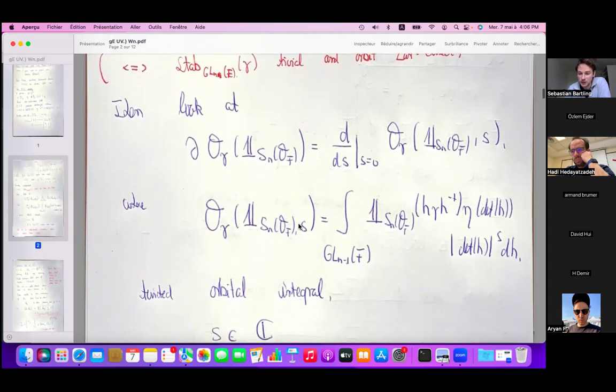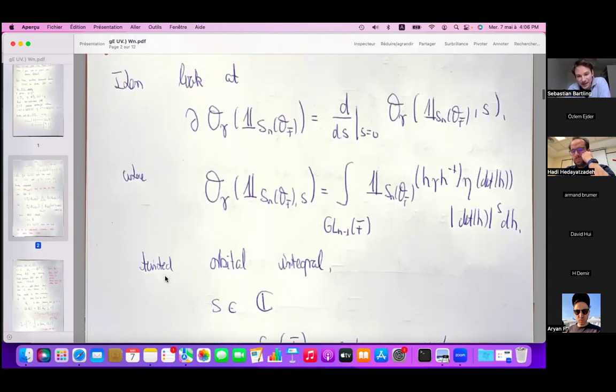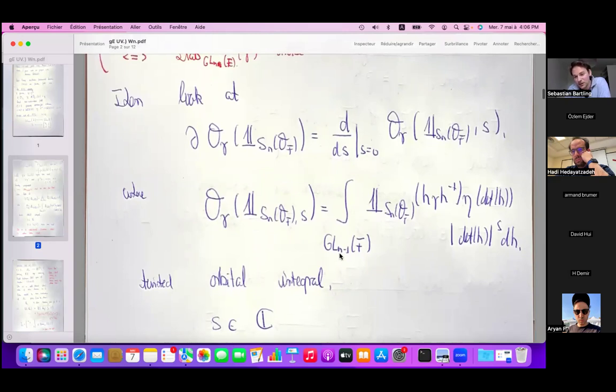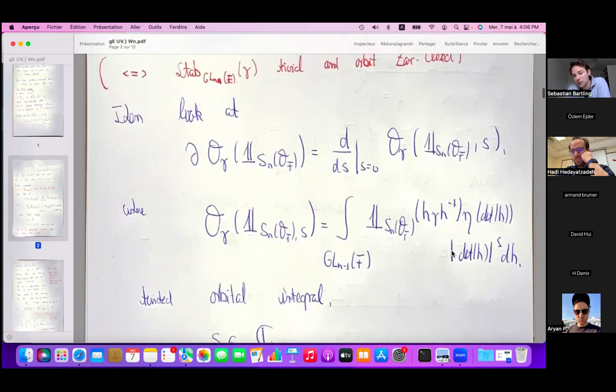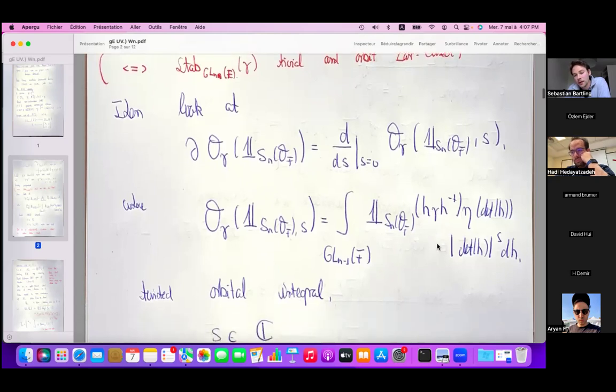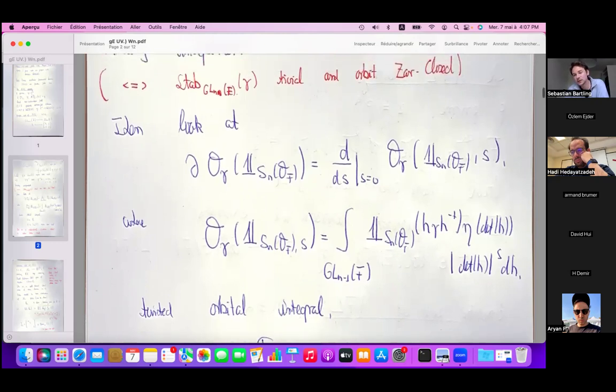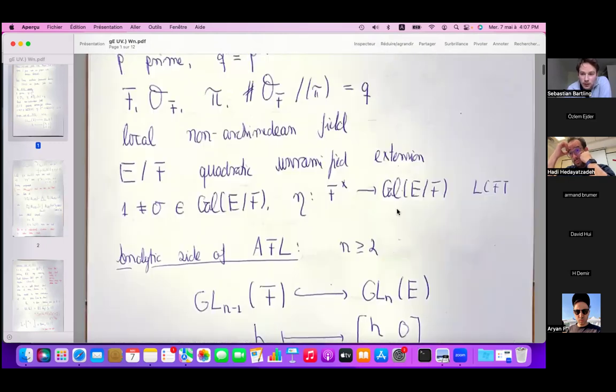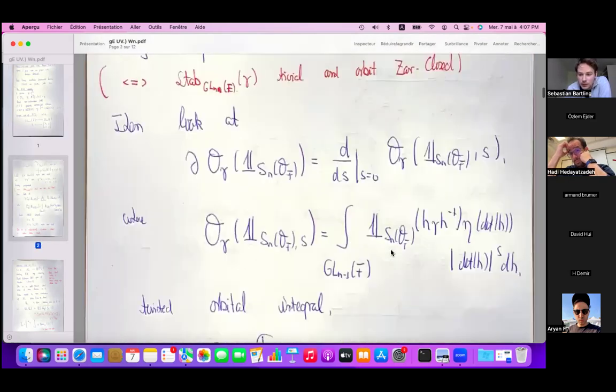Let's first look at what this orbital integral is. I take a Haar measure on GL_{n-1}(F), which I normalize such that on GL_{n-1}(O_F) it has volume 1. Then I take the indicator function of S_n(O_F), and I run over the orbit of gamma under conjugation. I also twist this integral by the character I had upstairs from class field theory, applied to the determinant.